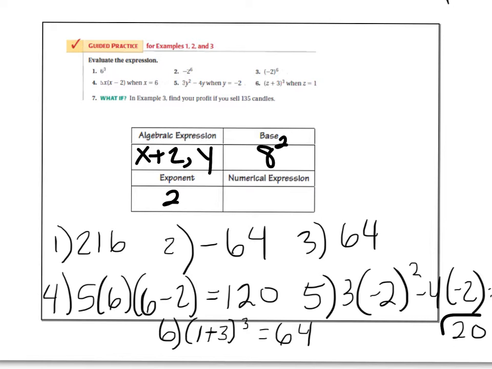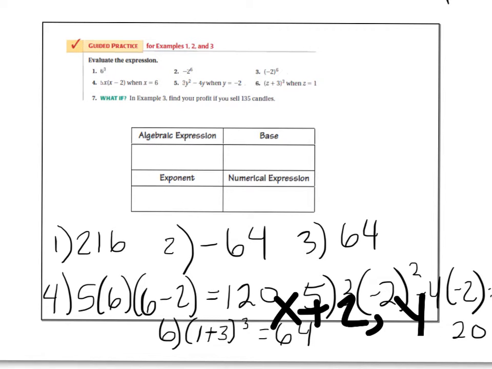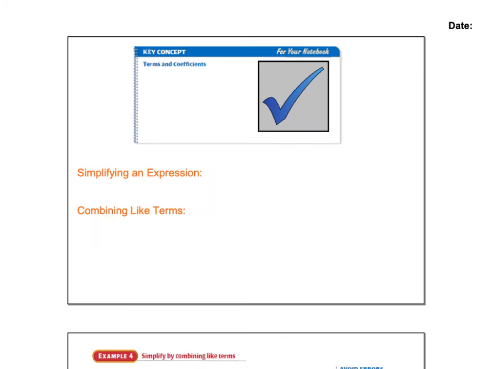And then a numerical expression is different than an algebraic in that there would be no variables. They would just be numbers. I guess I'll do that. Like 2 plus 4. That would be doing it for you right there. There's your numerical expression.